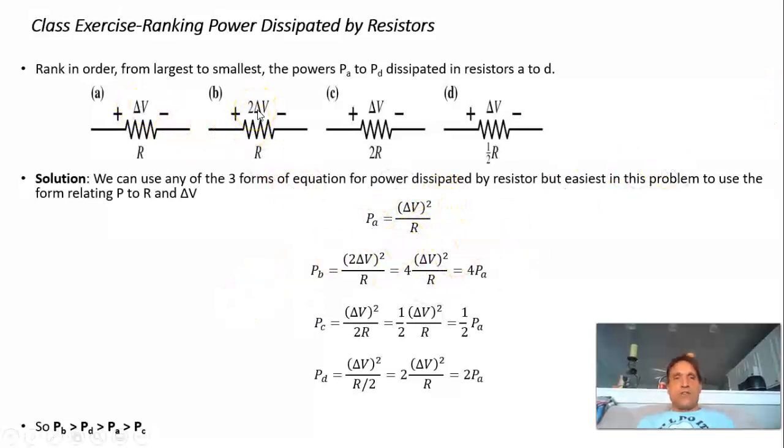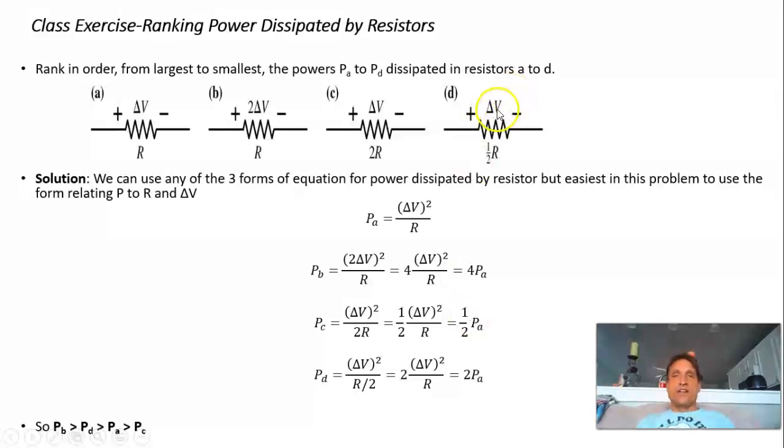For resistor B, the potential is now 2 delta V, same resistance R. We square this and we get 4 delta V squared over R, and that's 4 times PA. For wire C, it has a potential difference delta V, but it has a bigger resistance 2R, and we plug that in, and the power dissipated is 1/2 of A. The reason is same voltage between A and C. C has twice the resistance, so C has half the current, and therefore C has half the power.